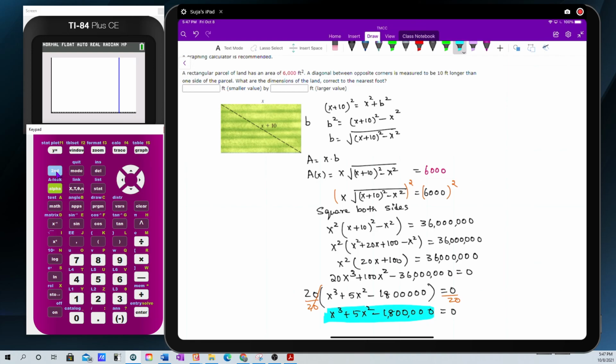So let me go ahead and find that x value. Second calc, 0, left bound, so I'm in the negative direction, where y is negative, enter. Right bound, y positive, enter, enter again, and that's giving me my x value is 120. So x is equal to 120, so this length is going to be 120 feet.